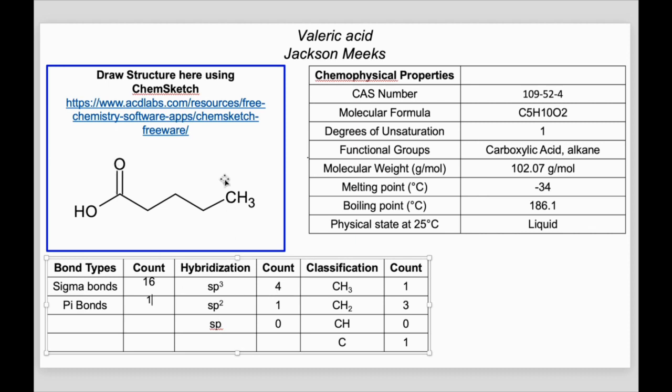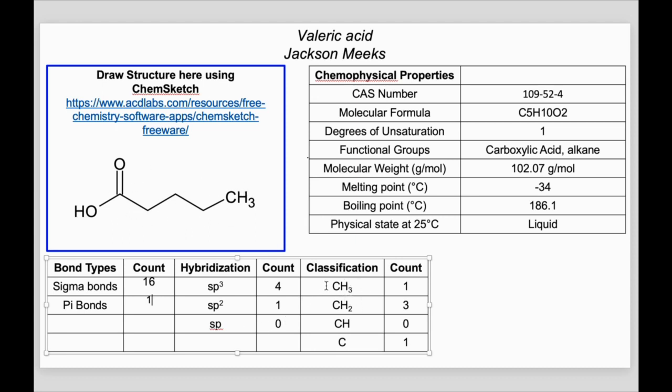The hybridization of carbons can be seen with 4 sp3 hybridized carbons. So these are all single bonded, 1, 2, 3, 4. And then we have 1 sp2 hybridized carbon bonded to this oxygen, which forms a double bond. We do not have any sp hybridized carbons in this molecule.